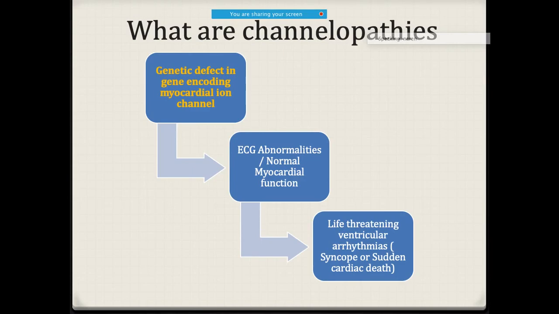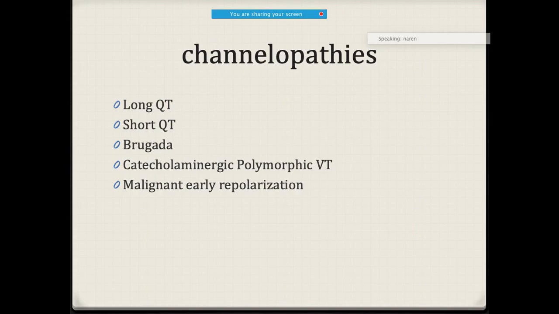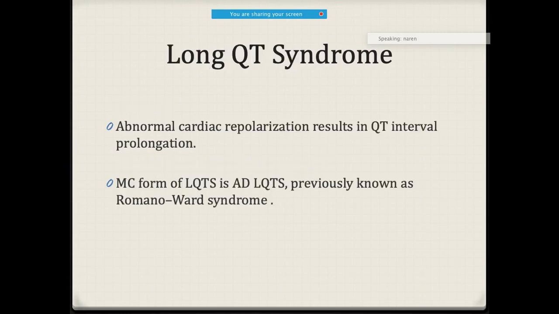So channelopathies are nothing but genetic defects in the genes coding for ion channels, and they lead to ECG abnormalities. They are the ones which lead to life-threatening ventricular arrhythmias. On the ECG, you may see either short QT, long QT, or even Brugada syndrome. In the long QT, what happens? One of the most common forms which you normally see is Romano-Ward syndrome.